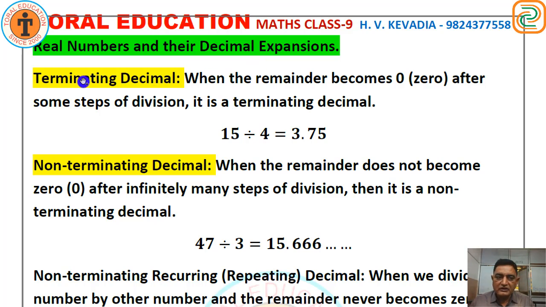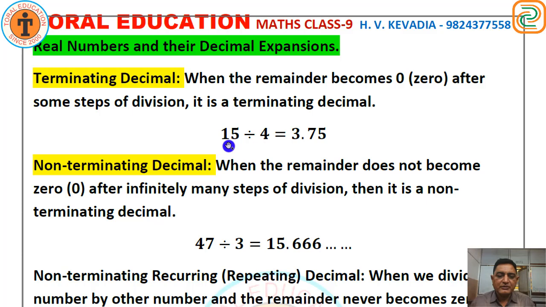So here we can say terminating decimal. What is terminating? When we divide one number by the other, then the remainder becomes 0. After some steps of division, it is a terminating decimal. When the remainder becomes 0, it is a terminating decimal.